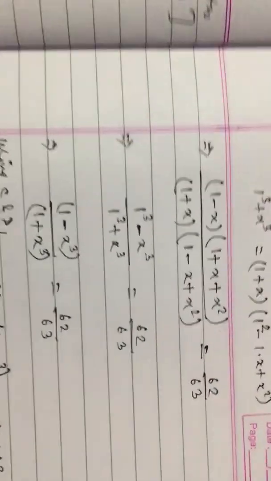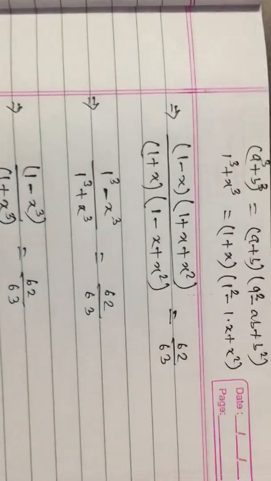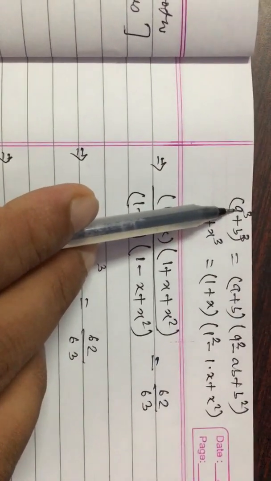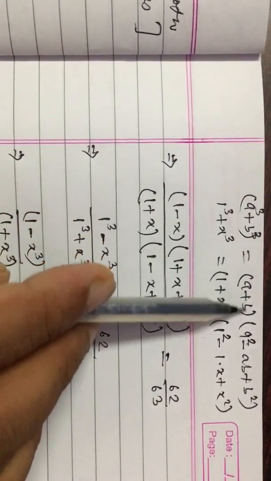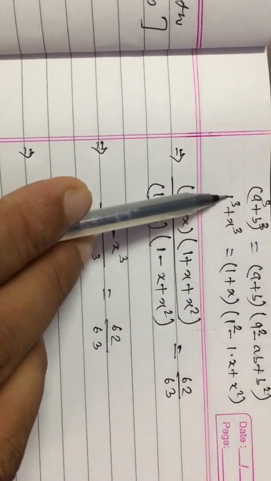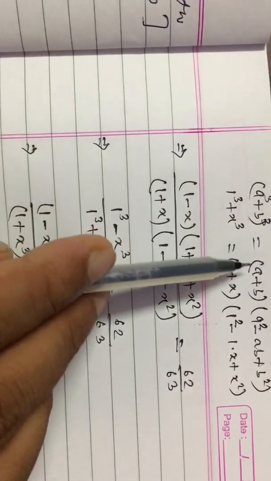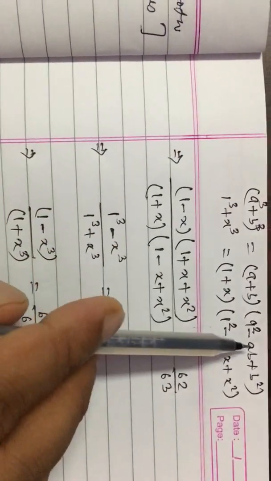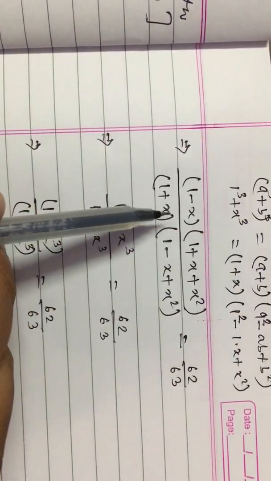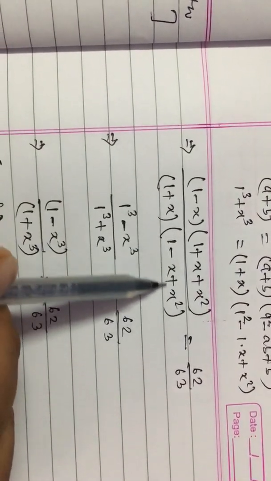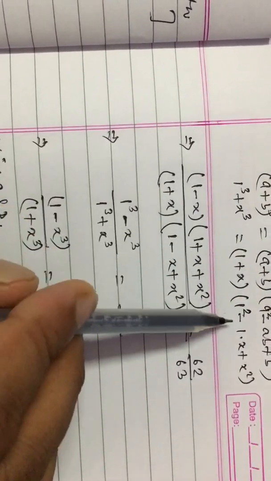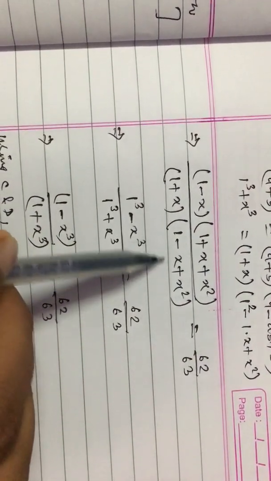See why I am doing this, because before this line in the above, I think you should know that a cube plus b cube is a plus b, a square minus ab plus b square. So if a is 1 and b is x, and if you simplify, you will get this term. See the denominator, 1 plus x, the square of 1 is 1, 1 into x is x, plus x square.